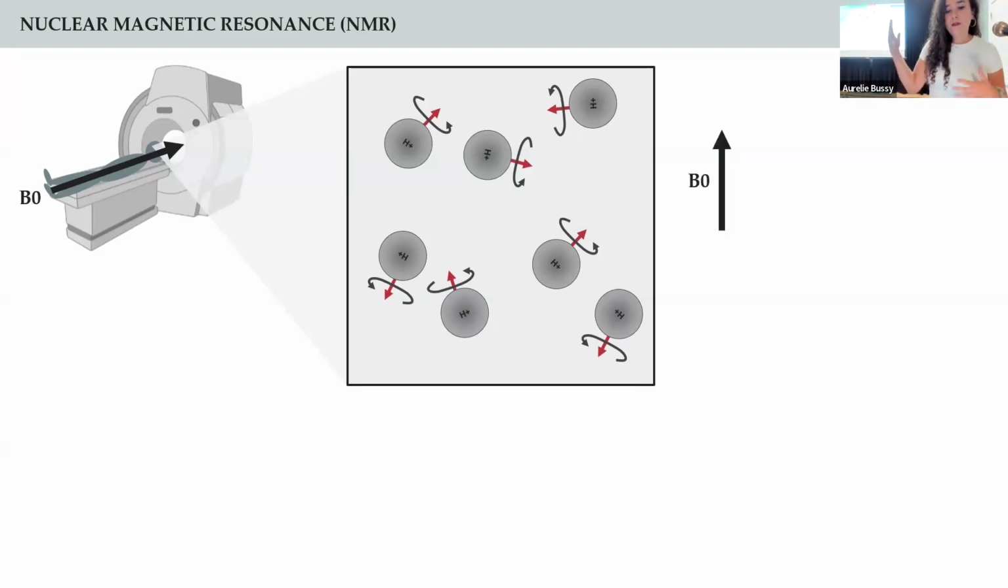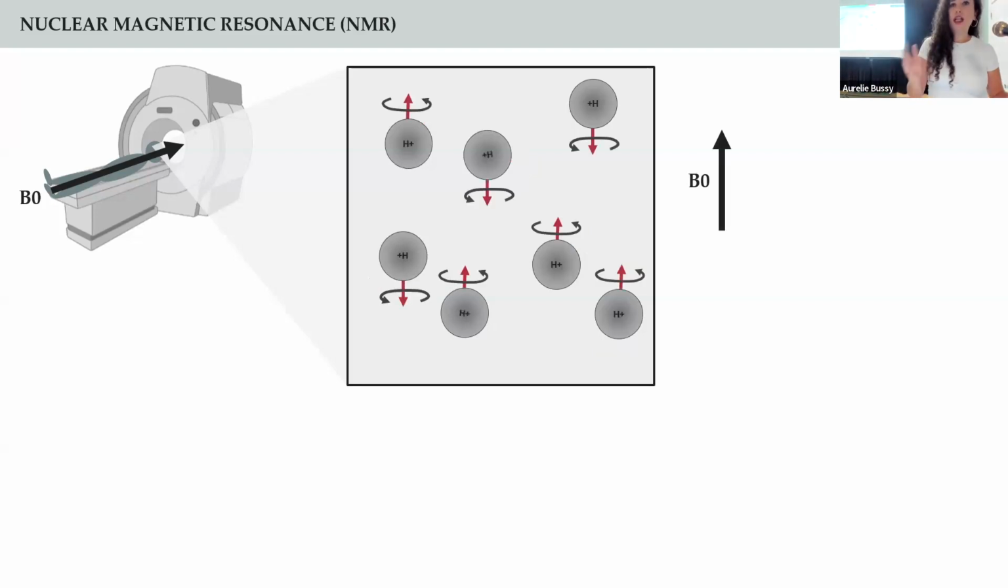In my example here, if I put B0 going in the horizontal direction, as soon as we put the patient in, the spins, the protons, will start behaving in a certain way and will orient themselves. Some spins will be oriented in the same orientation as B0, while some will be opposite to B0. These different states of positioning of the protons are also quantum mechanics. But just know that it requires more energy for the protons to be in the opposite direction than in the same direction.